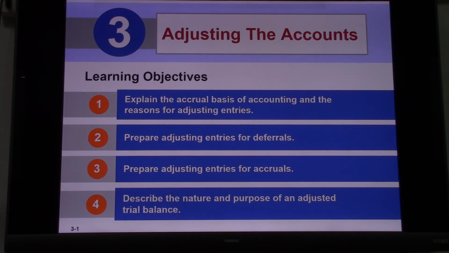Mainly objective number 1. We will continue discussing objective number 1, explain the accrual basis of accounting and reasons for adjusting entries.